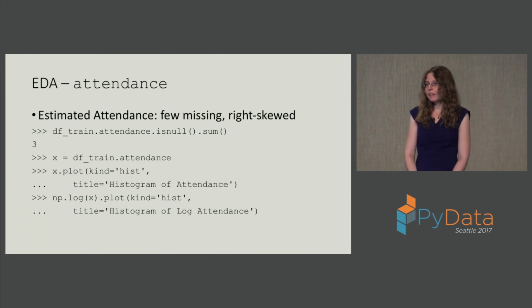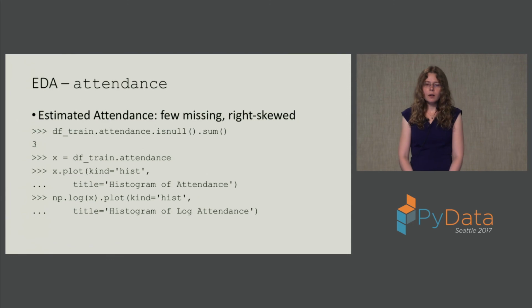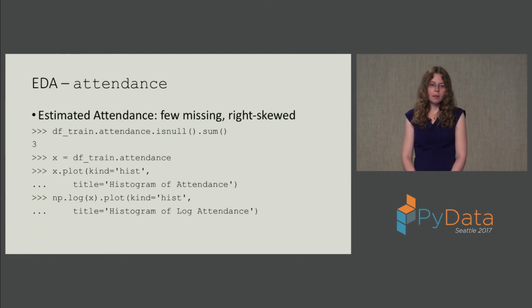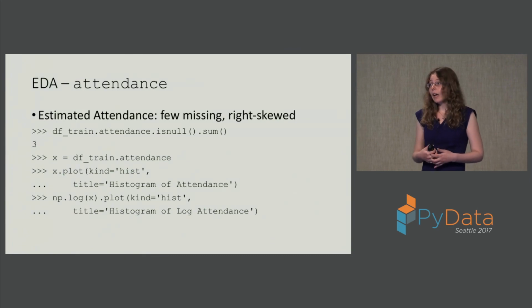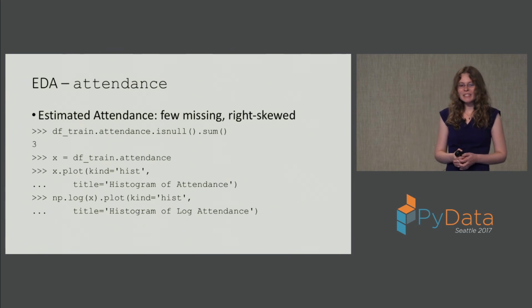Another interesting column is the attendance. So this is the one I used before. So I filled in the nulls with zeros. Let's see how many times I did that. So just call is null on the Pandas series, and that will produce a Boolean. Just sum them up. There happened to be 3 nulls. So I guess most of the time people estimate their attendance.